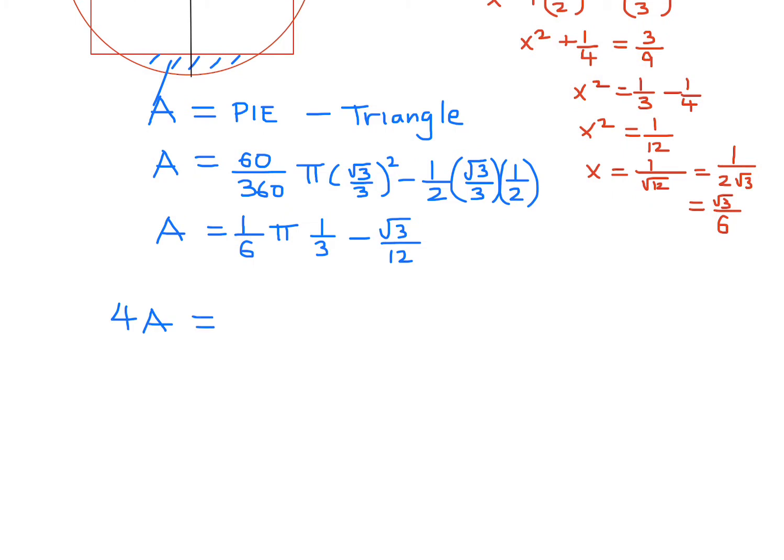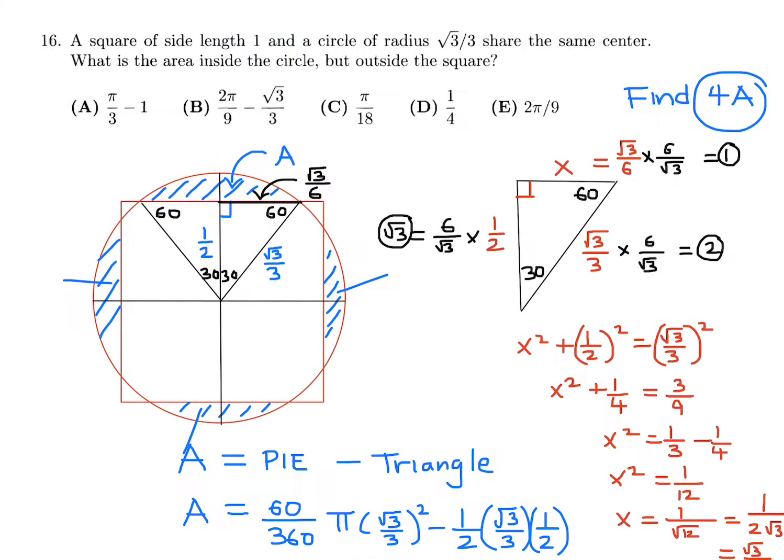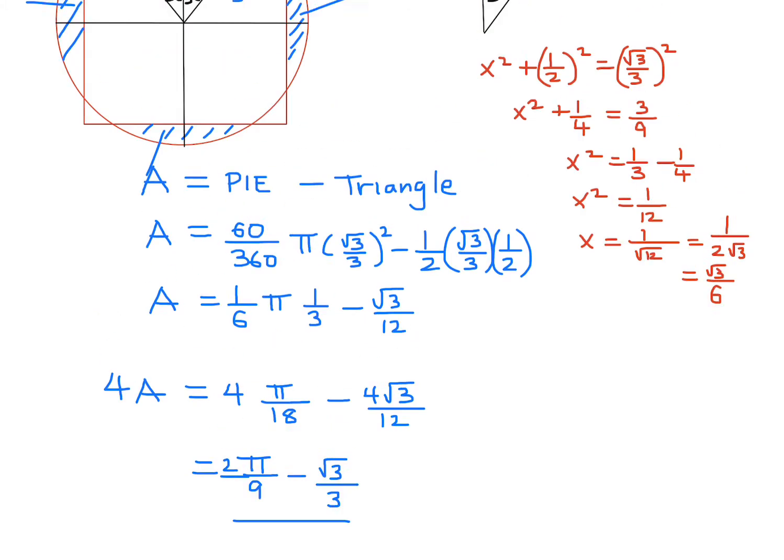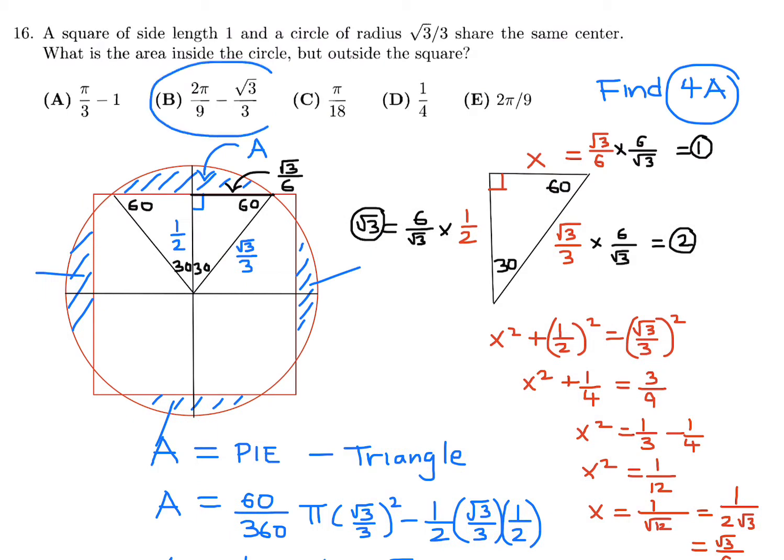So 4A will be just 4 times that. So it would be 4 times pi over 18 minus 4 root 3 over 12. And I believe that's going to be pi over 9 minus root 3 over 3. Oh, sorry, 2 pi over 9. I forgot that one. Yeah, because 4 over 18 reduces to 2 pi over 9. 2 pi over 9 minus root 3 over 3. Okay, good. Number 16 is B.